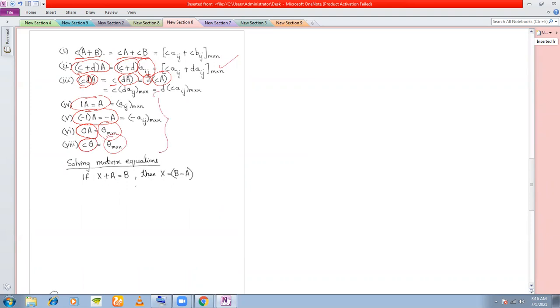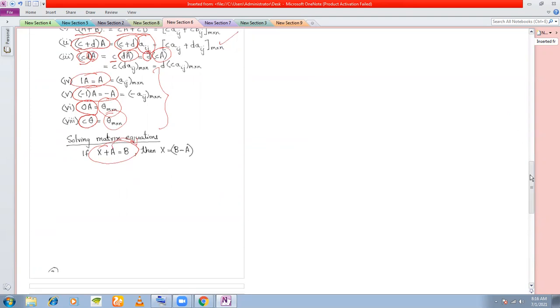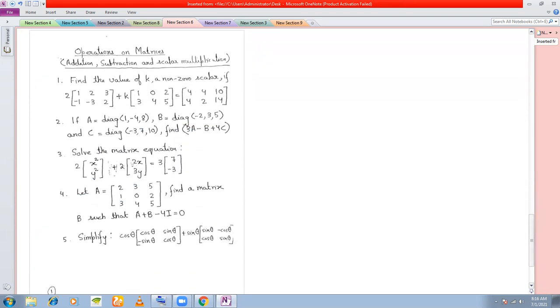If you want to solve a matrix equation, say X plus A is equal to B, then you can solve this matrix equation by transposing A to the other side. That is what these properties are. Moving on to the problems from this.